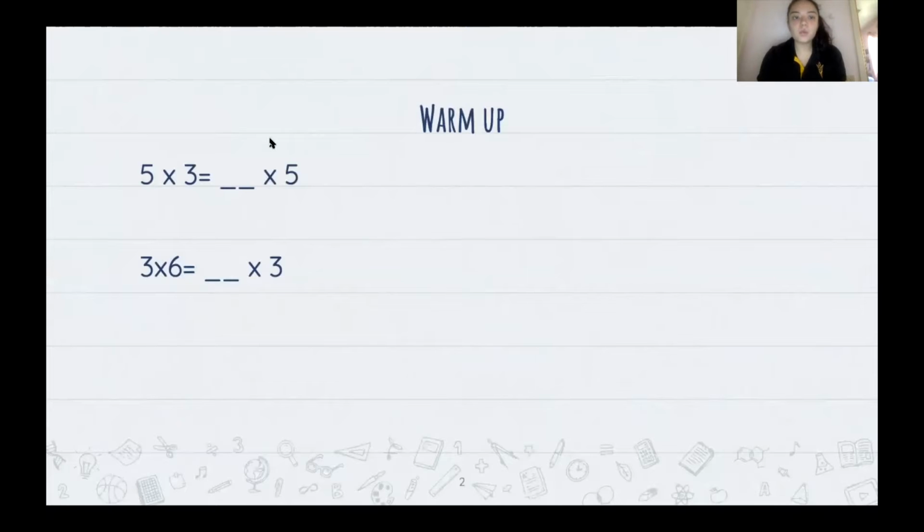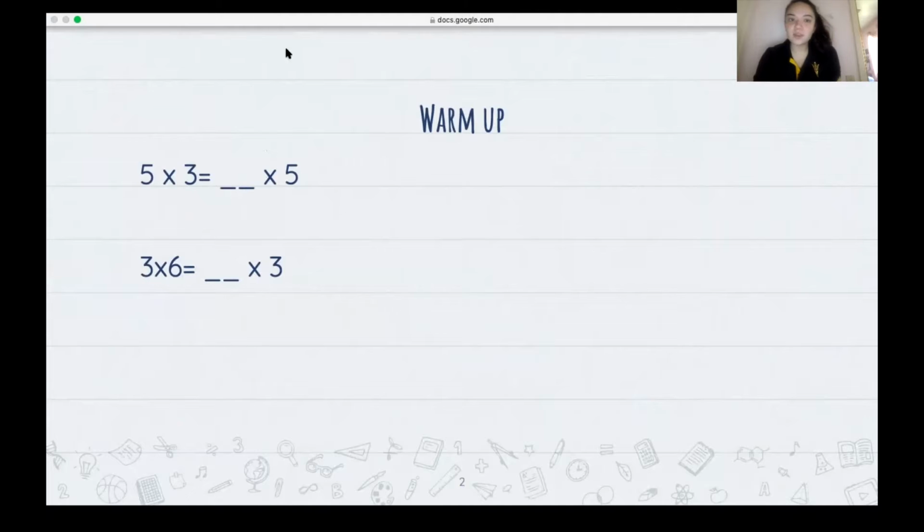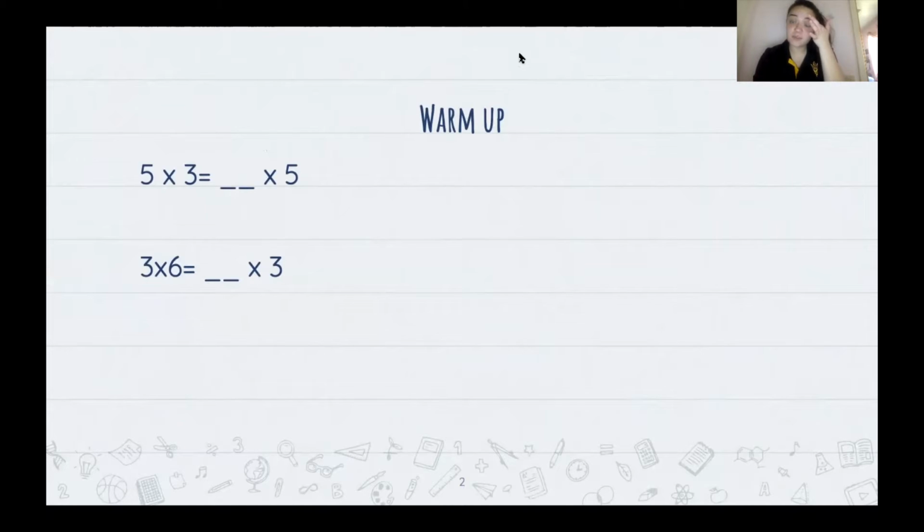So we are still working with the commutative property, which means that we can take a math sentence like 5 times 3 and we can make it equal to 3 times 5 just because we reversed the numbers. So I'm going to write that here. 5 times 3 is the same as 3 times 5. That is because 5 times 3 is equal to 15, but if you flip the numbers around and said 3 times 5, that is also equal to 15. So they're the same answers, we're just using the numbers in reverse.